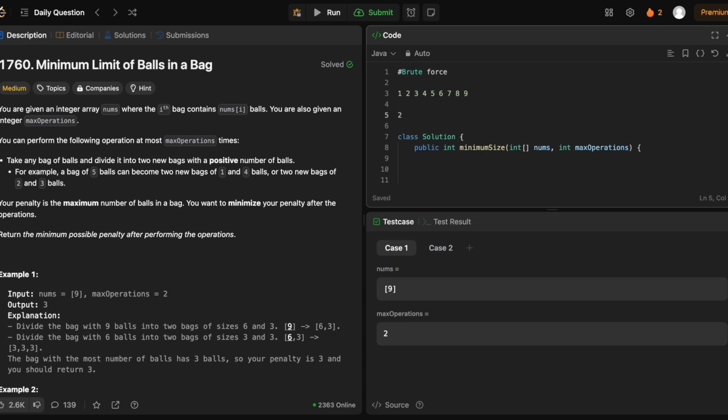But if we get to 2, where we say 9 divided by 2, we get 4.5, which becomes 5, and we subtract 1 to get 4, which is more than allowed. So at most 3 is the correct answer, which is our output. Now that gives us an O(n) solution, because we're going through all the numbers. But as we know, there's something called binary search, where we can actually search for this point.